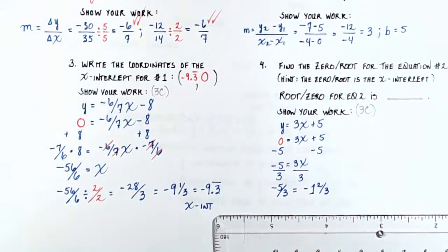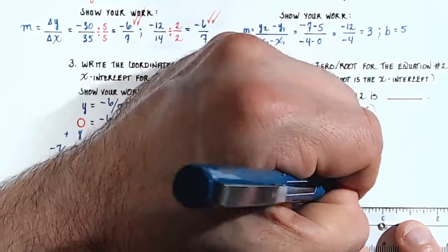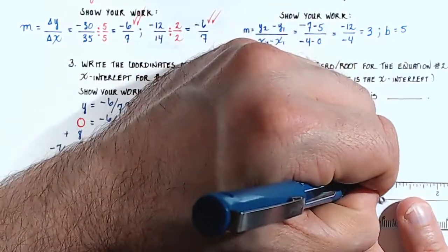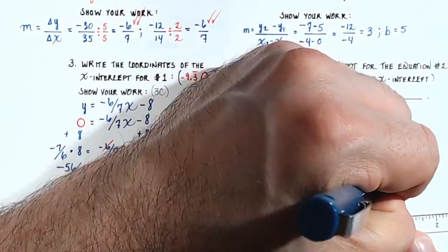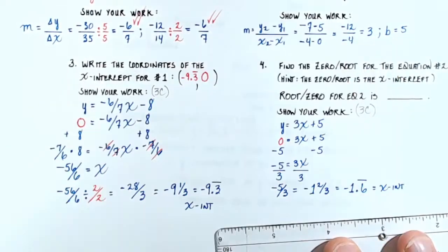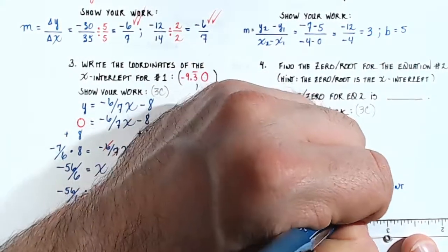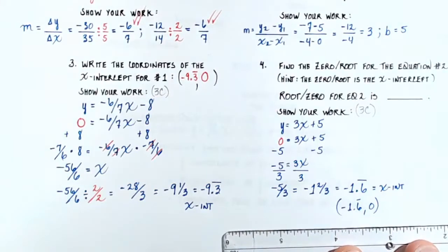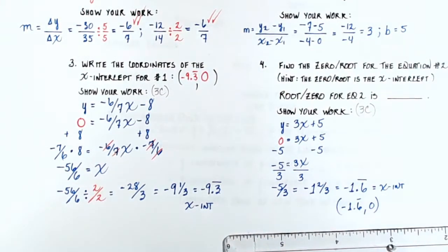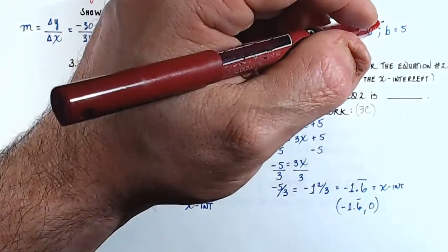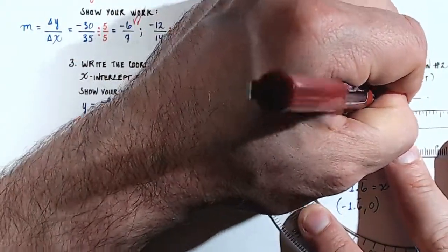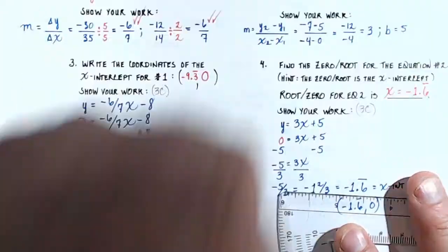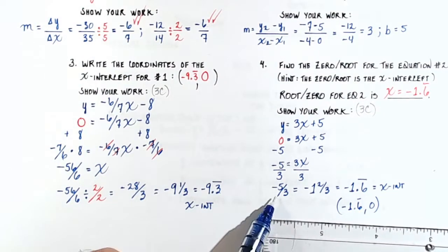That's negative 1 and 2 thirds. 3 goes into 5 once with 2 as a remainder, so it's negative 1 and 2 thirds, and that equals negative 1.6 repeating as a decimal. So this is the x-intercept. The coordinates of the x-intercept would be negative 1.6 repeating, comma 0. So it wants to know what the root is. What you would write here for the root or 0 is x equals negative 1.6 repeating. Or you could have written this in improper fraction form.